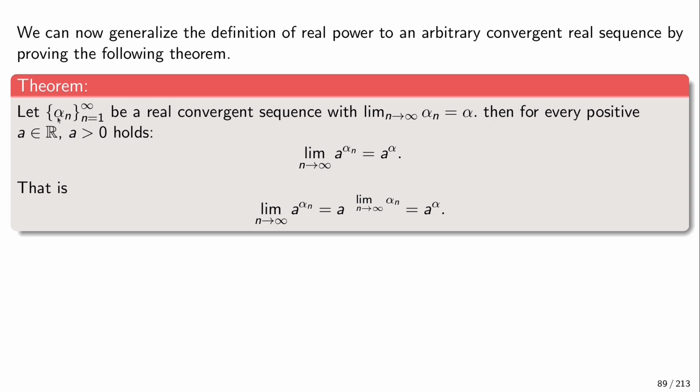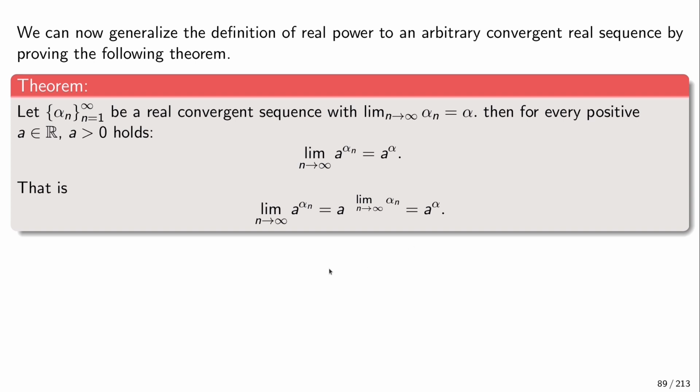The following theorem says that now we can take alpha n to be a real convergent sequence that converges to the limit alpha. And then for every positive a, we would have that the limit of a to the power of alpha n would converge to a to the power of alpha. This is something very nice that I want to show here: alpha is the limit of the sequence alpha n, and this states that we can interchange the limit and shove it inside, to switch the limit here, because alpha is this limit and this is a to the power of alpha.